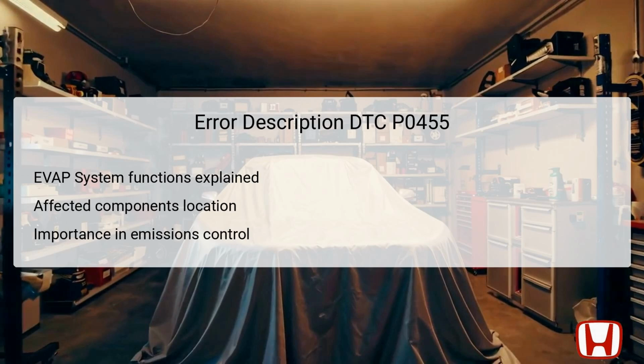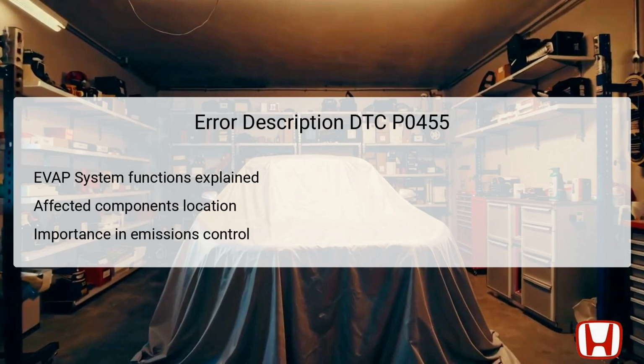When functioning correctly, the EVAP system prevents fuel vapors from escaping into the atmosphere. The EVAP components crucial to this system include the EVAP canister, which is typically located near the fuel tank, the purge valve found in the engine bay, and the vent shut valve as well. The FTP sensor can also be found in the vehicle's fuel tank unit. Each of these components plays a significant role in regulating and monitoring the fuel vapor pressure in the system.